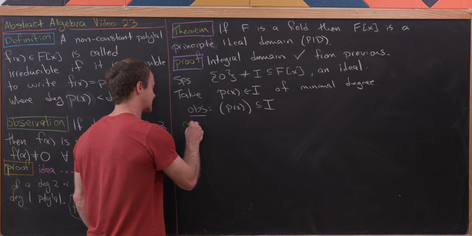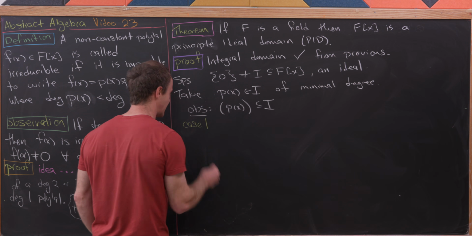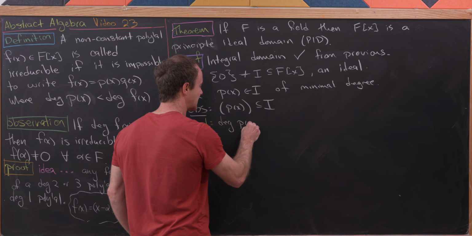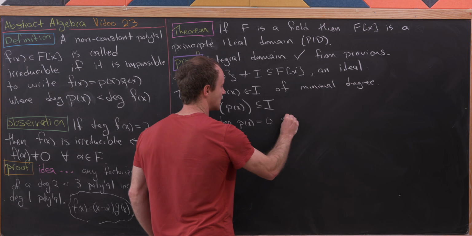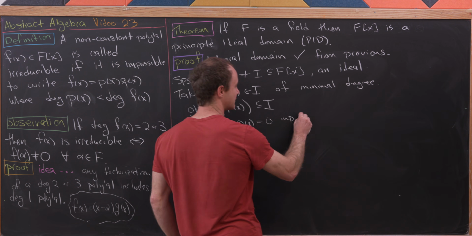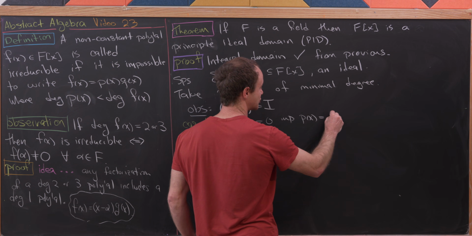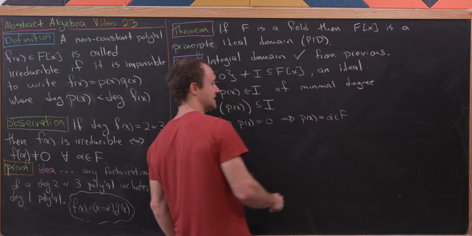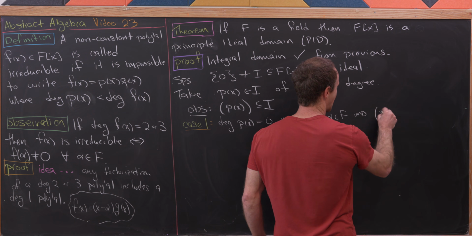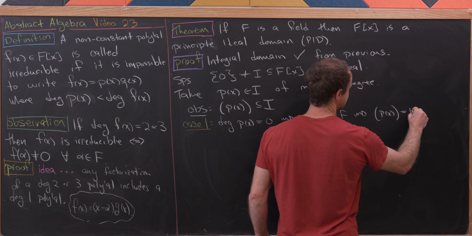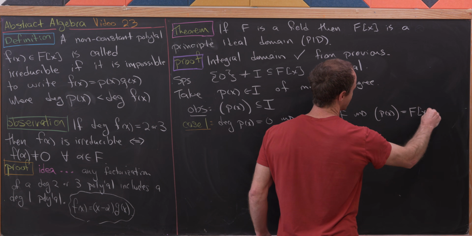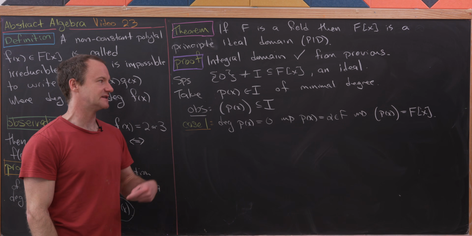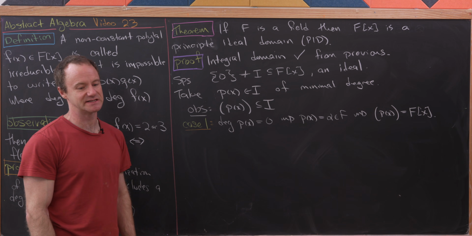And now let's break this down into cases. So case 1 is fairly trivial, and that is what happens if the degree of P of X equals 0. Well, if the degree of P of X is equal to 0, that means P of X is equal to alpha, an element of the field. But then it's pretty easy to check that the ideal generated by P of X is simply equal to the whole polynomial ring. That's because alpha is a unit, and whenever an ideal contains a unit, that ideal is everything.